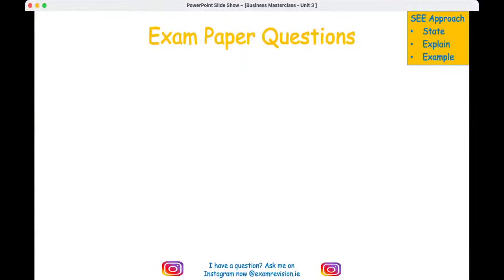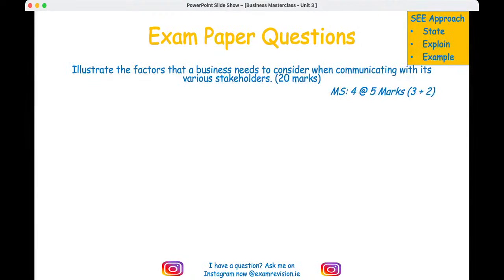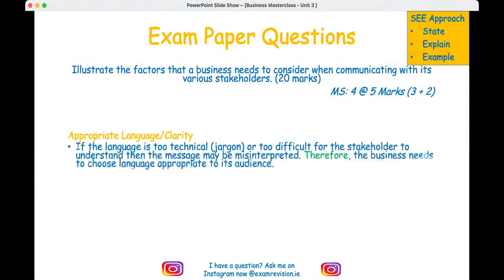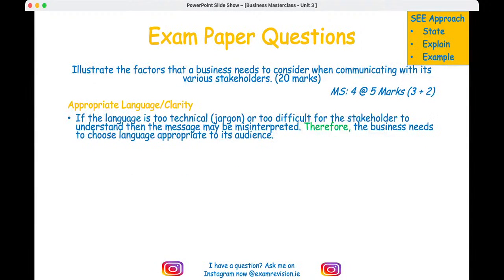Another example: illustrate the factors that a business needs to consider when communicating with its various stakeholders. So illustrate means that I must have examples. So state, explain, and must have examples. So it's 4 points. You need 20 marks, so 5 marks each, 3 and 2. So 3 marks for stating, and then 2 marks for developing it, if it's got examples in it.